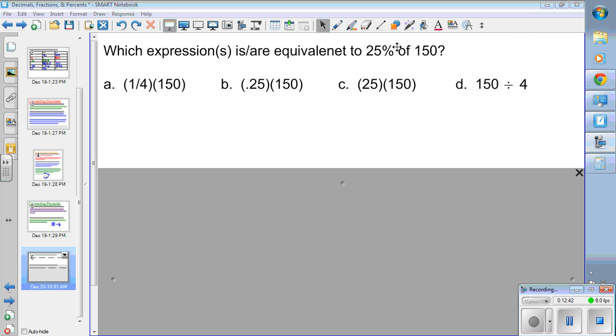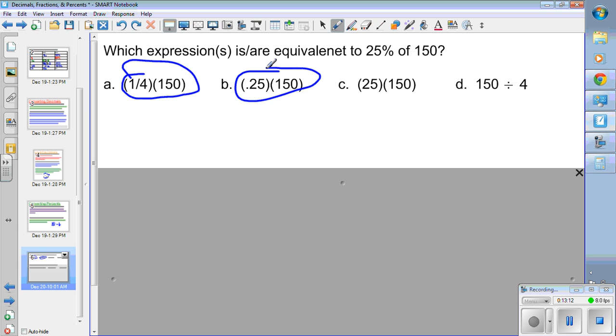Hopefully you looked at this, you might have worked it out, but you know that 25% of means multiply by 150. 25% is 1/4. They are the same thing. So that means this one right here would be the same thing. 0.25 or 25 hundredths is the same as 25%, so this one's the same. 25 and 25% are not the same thing.